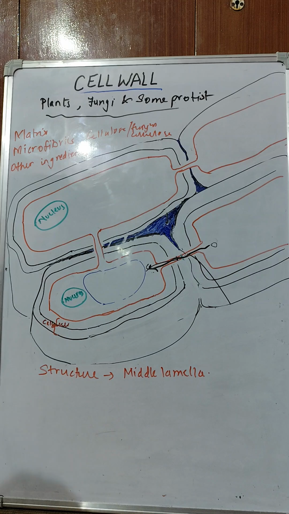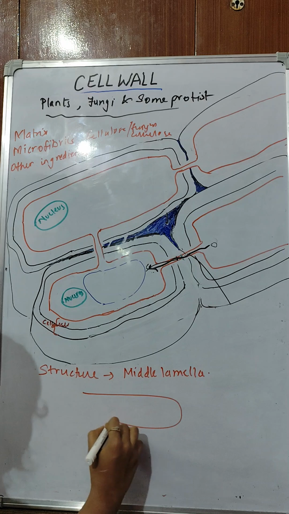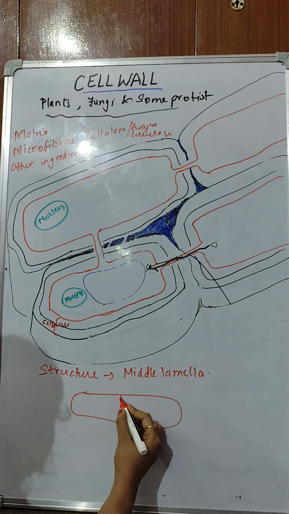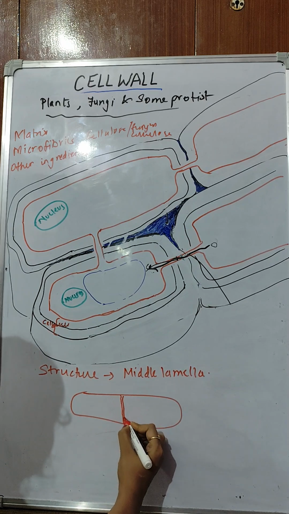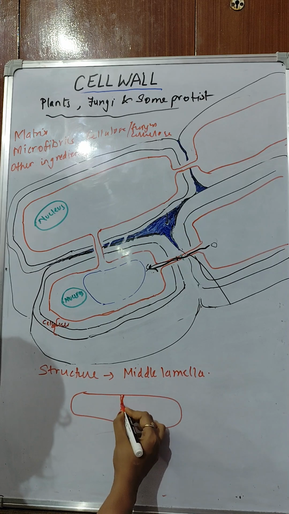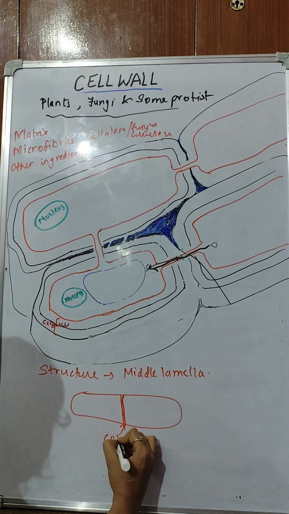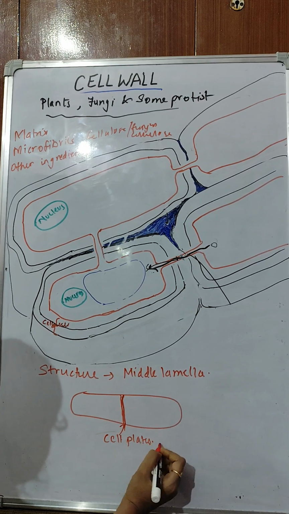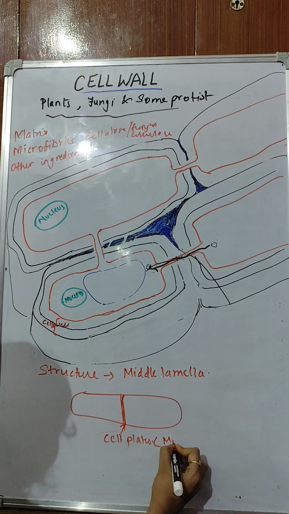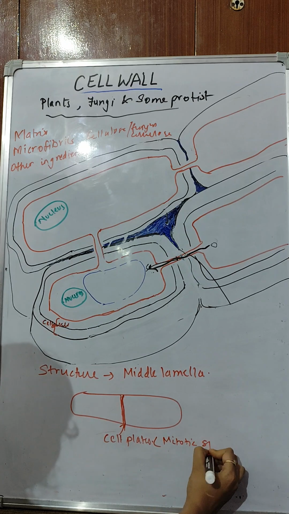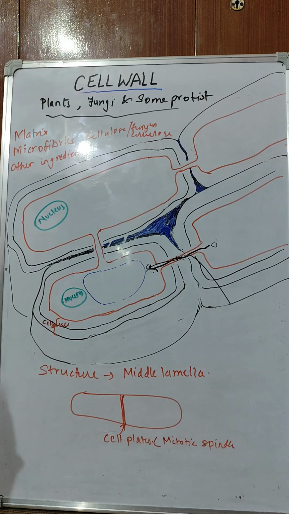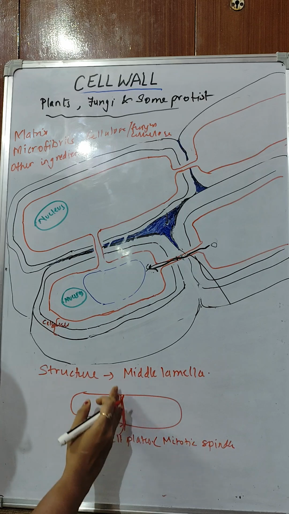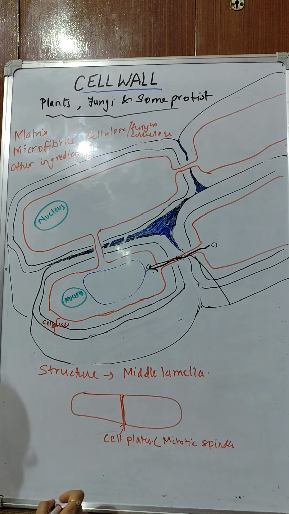So just remember, whenever the cell divides and a new cell forms, how does it form? In the case of a plant, it will form through the formation of a cell plate. The cell plate is first formed. This cell plate is nothing but the mitotic spindle. That spindle fiber does not degenerate in a plant cell. That spindle fiber will form the cell plate, and this cell plate will later become the middle lamella.